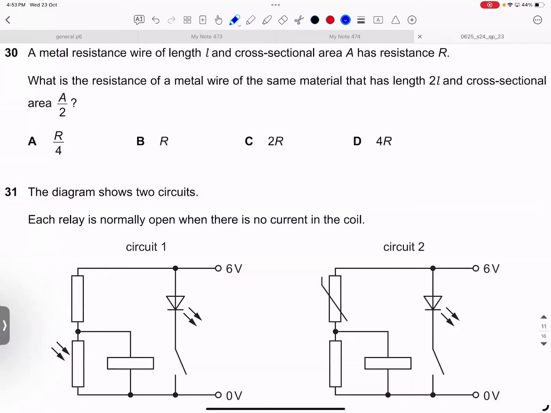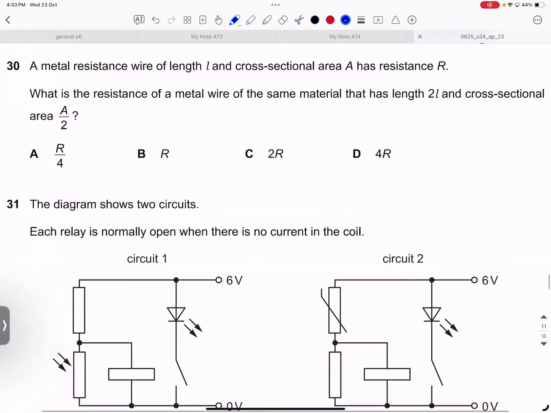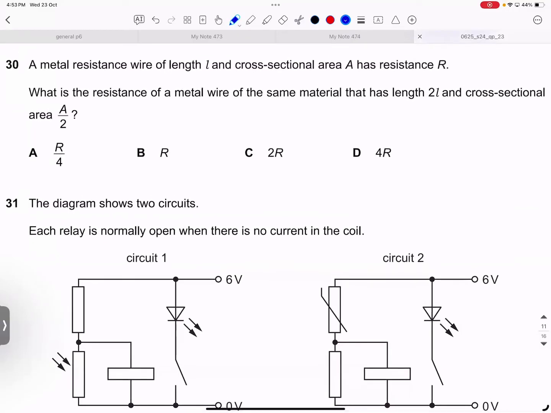A metal resistance wire of length L and cross-section area A has a resistance R. What is the resistance of a wire of the same material that has 2L the length and half the area? We will make individual tables. Resistance is directly proportional to length. So if length is multiplied by 2, resistance is also multiplied by 2.